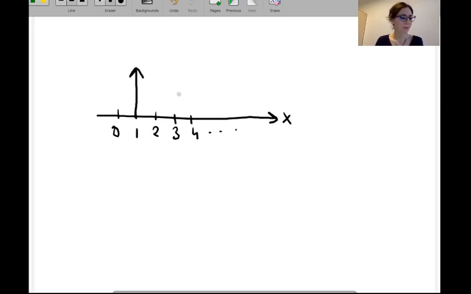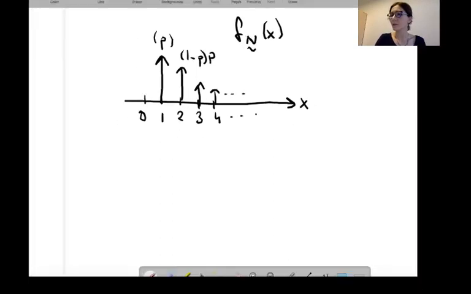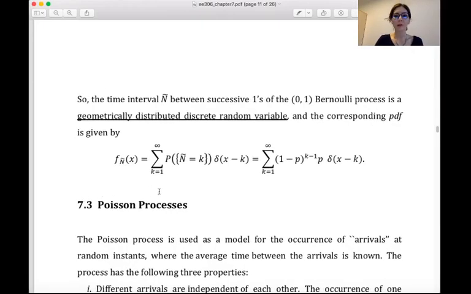Since you have countably many values, you have impulses. The first one has probability p, the second one has probability 1 minus p, the third one has probability (1 minus p) squared times p, and so on. So this is the probability density function of the geometric random variable n. It's a discrete random variable, so you have impulses in the PDF. Okay, so this is about the Bernoulli processes.